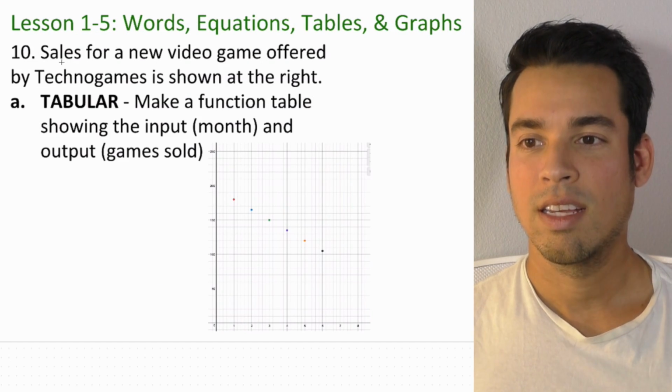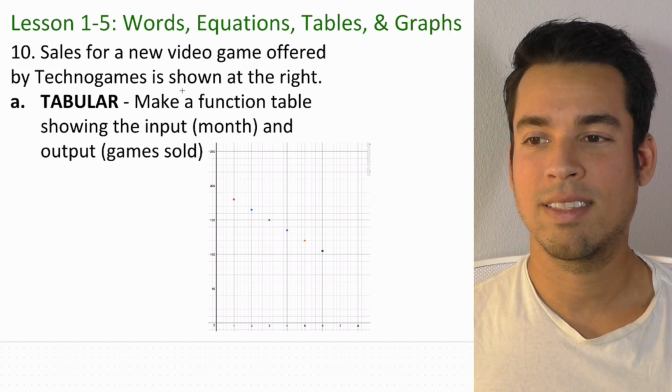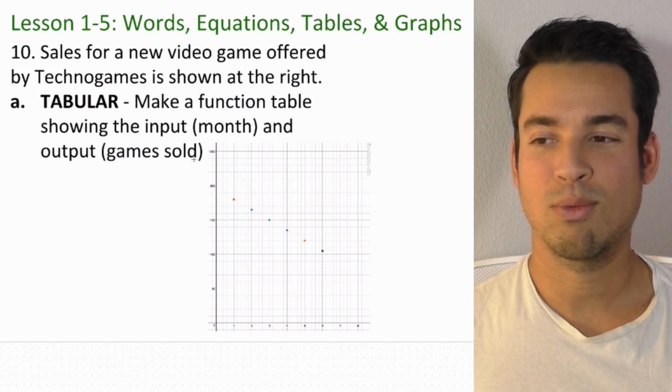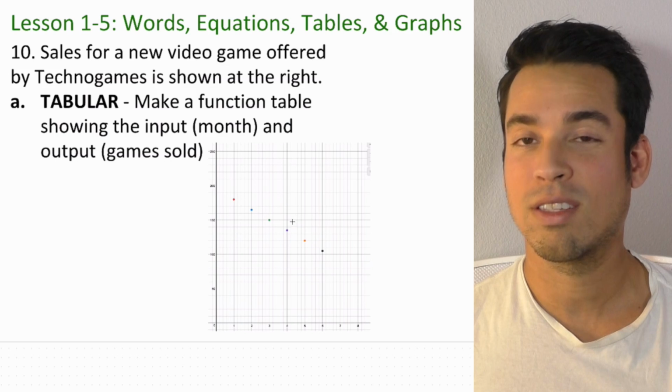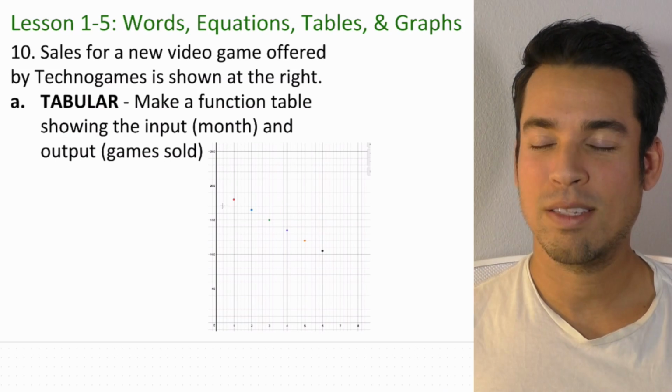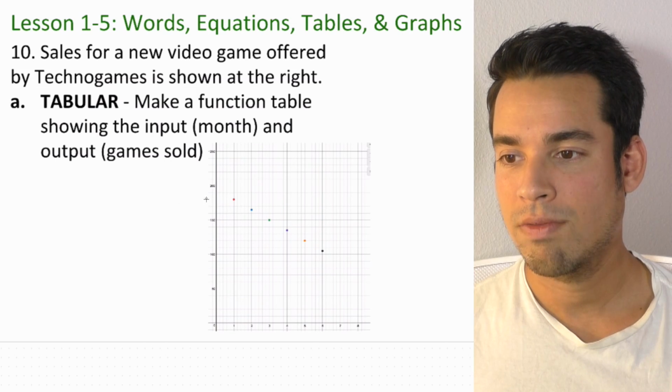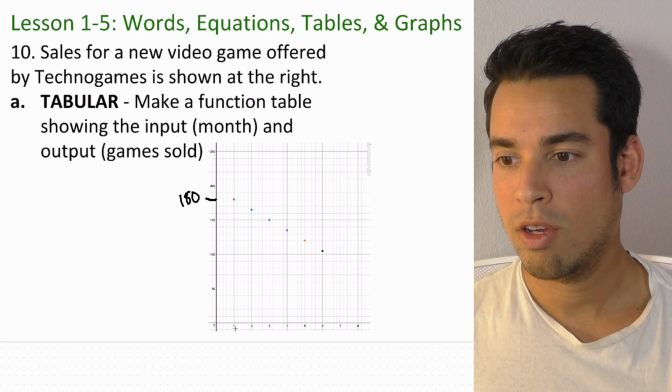All right, so 10, it says sales for a new video game offered by Techno Games is shown at the right. So here's our little table here. It's a little hard to read, I did my best, but basically this value right here is 180. This value right here, you can kind of read this as 1, 2, 3, 4, 5.